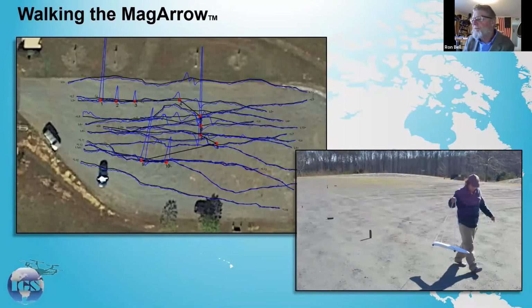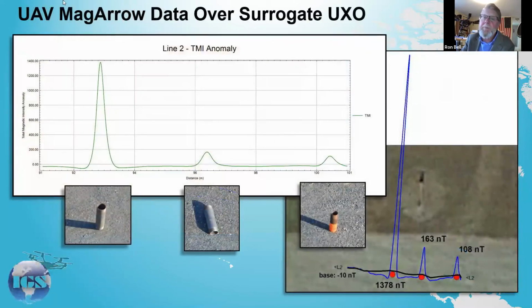The data we acquired on that particular mission didn't really work out the way we were hoping for. So we then took the magnetometer and we walked it on the ground, or this gentleman did, and the blue profiles there are the magnetic data that we acquired. This is showing that for this particular piece of UXO and that orientation, we got that on the left side, a very large response. It's roughly 1,378 nanoteslas, which is huge.